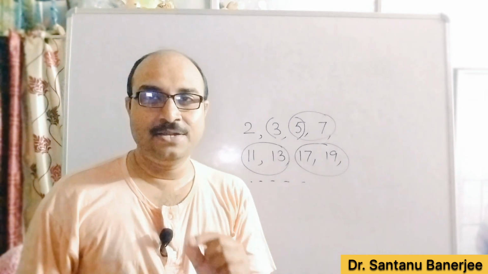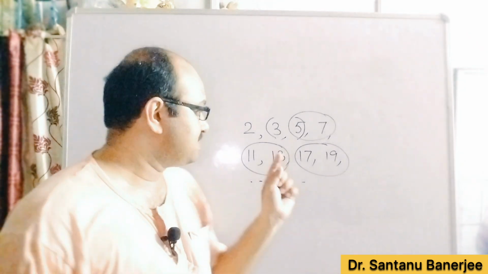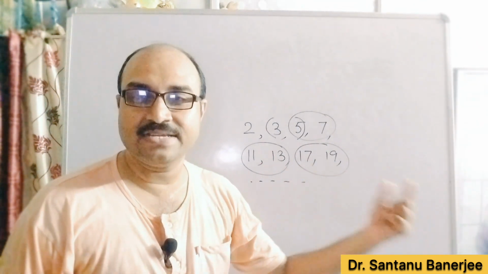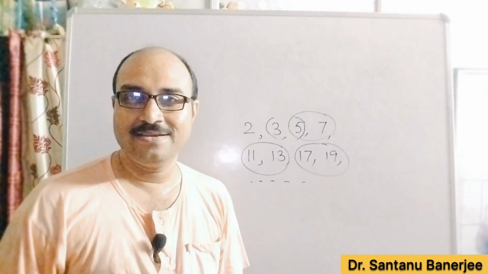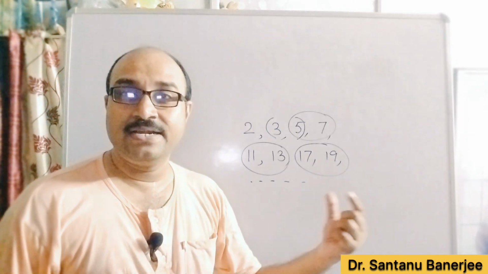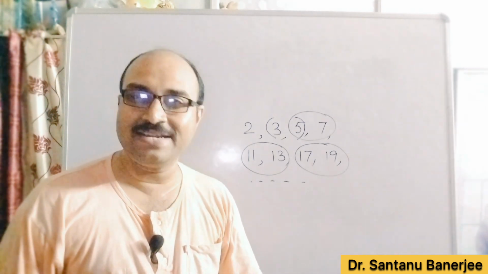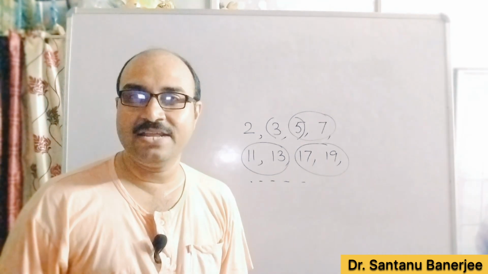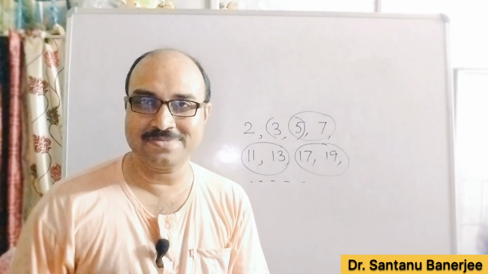For example, 29 and 31 are twin primes, but 17 and, what is the next prime? 19, then 23. 17 and 23 are not twin primes. 17 and 19 is a twin prime pair. 23 and 29 are not twin primes, but 29 and 31 is a twin prime pair because between 29 and 31 you have only one non-prime, 30. So these are called twin primes.